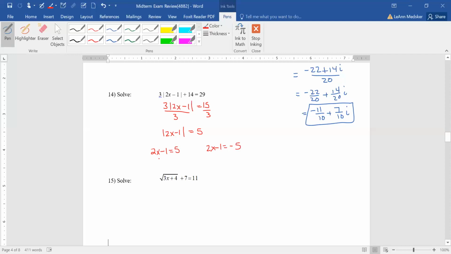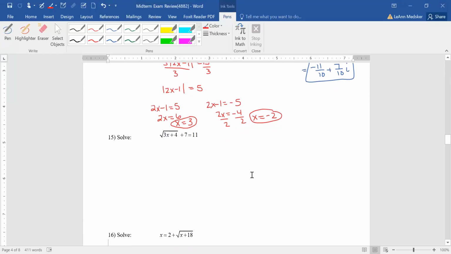So we will add 1 on this first side, which gives us 6. Divide by 2 gives me 3, which I could check if I want to. That'd be 6 minus 1, that's 5. Absolute value of 5 is 5. On this one, we will add 1, which makes this negative 4. Divide by the 2, that gives me negative 2. And negative 2 times 2 is negative 4, minus 1 is negative 5, and the absolute value of negative 5 comes out as a distance of 5 or positive 5.